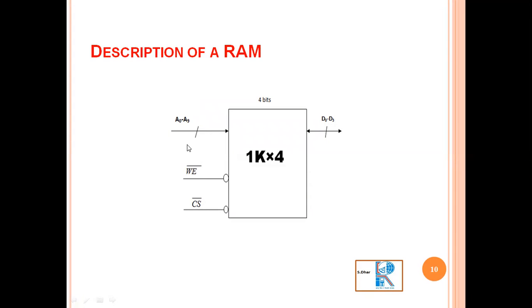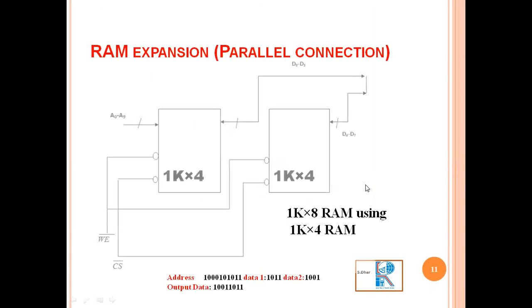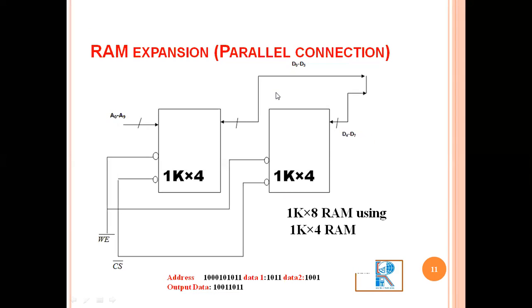The RAM contains the number of address bits, the width of the data, the write enable signal, and the chip select signal. So this is the total specification of a RAM. Clear? Now, one thing, see here very clearly: RAM expansion. Suppose you have a 1K into 4 RAM. It is given here. Clear? Now you want to expand the RAM.